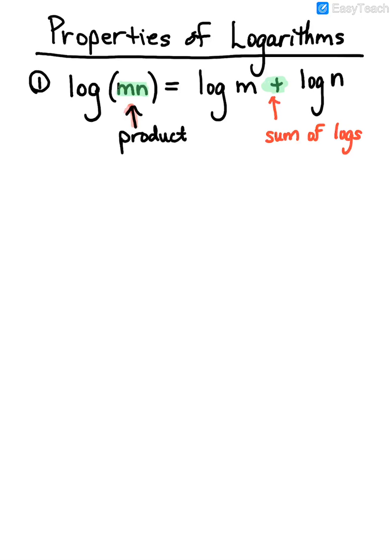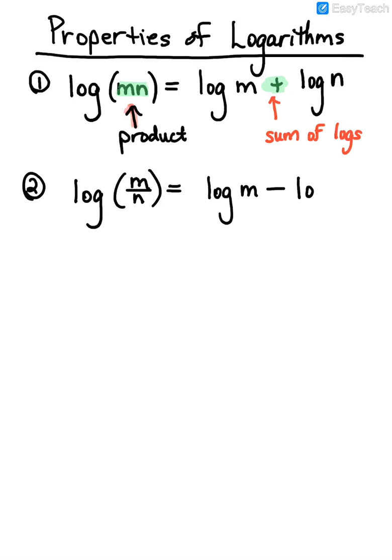Now, the second property is when you have the log of a quotient of terms. So we'll use m divided by n. And this property says that when you're taking the log of a quotient, you can separate it out by taking the log of whatever expression or term is in the top of the fraction and subtracting the log of whatever expression or term is in the bottom of a fraction.